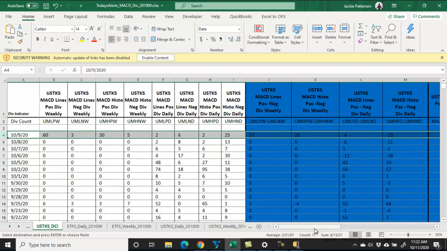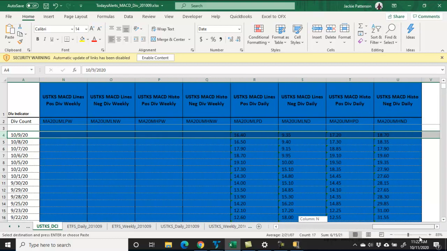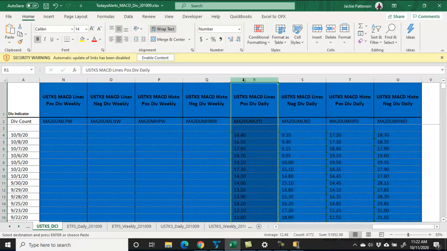And as I scroll over, the stuff that I've become the most interested in is the 20-day moving average of the count of the divergences. And it turns out historically that when this column R, which is the count of the MACD line's positive divergences on the daily chart, when this has been over 10, that has been a better time to buy on a divergence signal than other times. So what that's saying is if you're looking at a stock and you're saying, wow, today this is the only stock with a divergence on in the whole stock market, that's probably not a good time to buy.